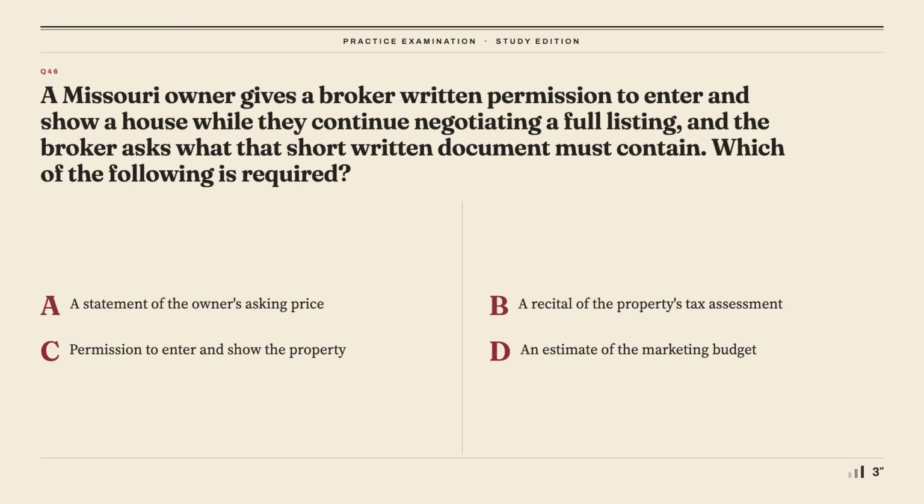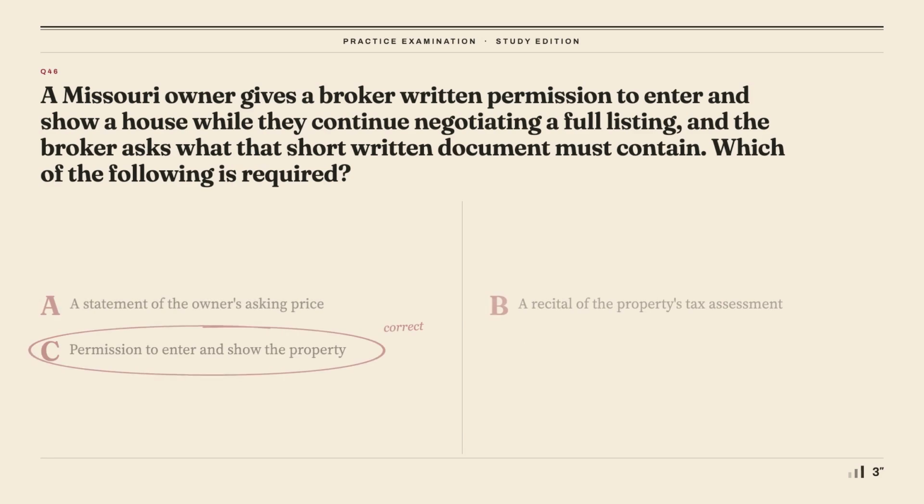Which would you go with? Lock it in before the reveal. The correct answer is C. Permission to enter and show the property.